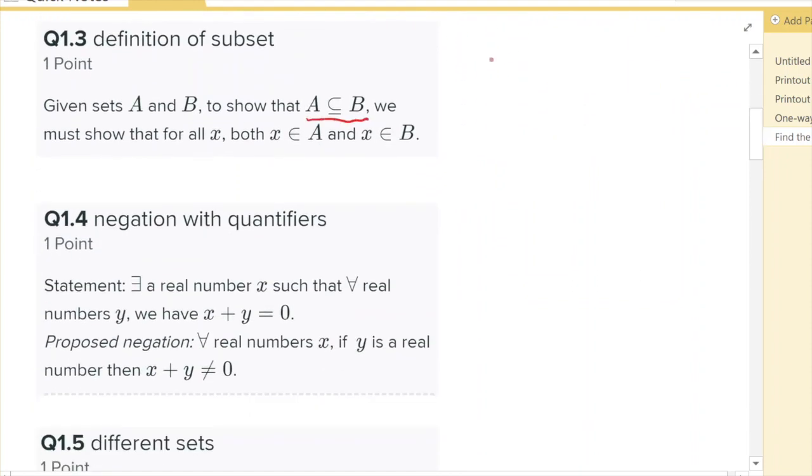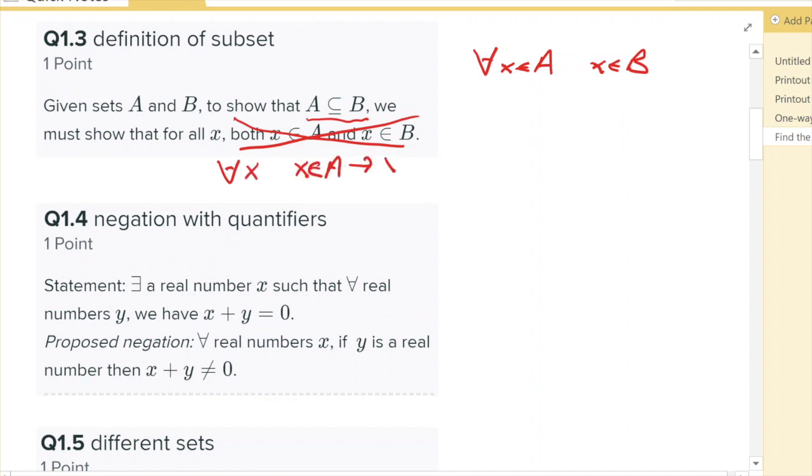Definition of subset. To show A is a subset of B, what we want to show is everything in A is also in B. Does not mean that every x is in both A and in B. So for all x, x is in A implies x is in B. Either one of these ways can be used to write the definition of subset.